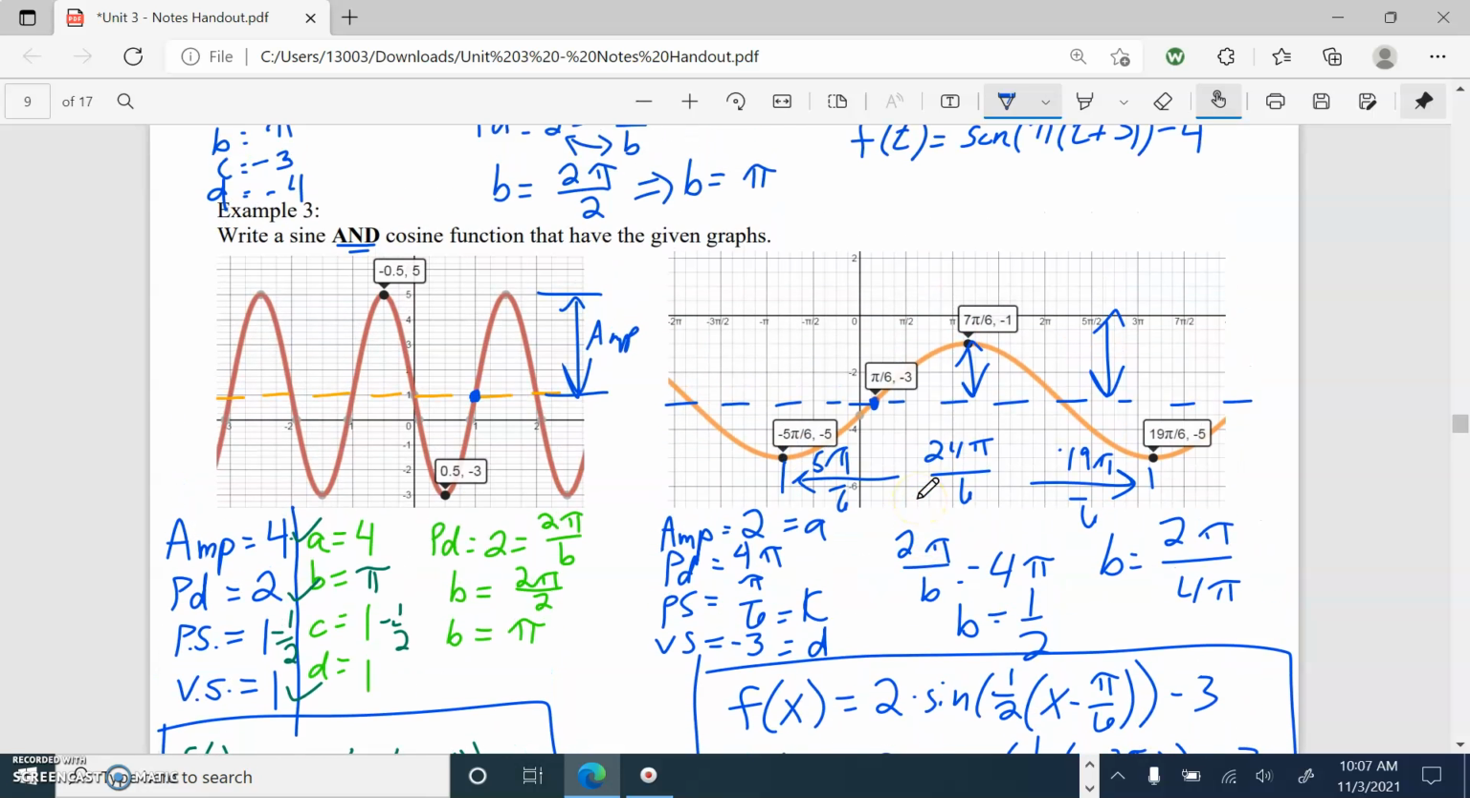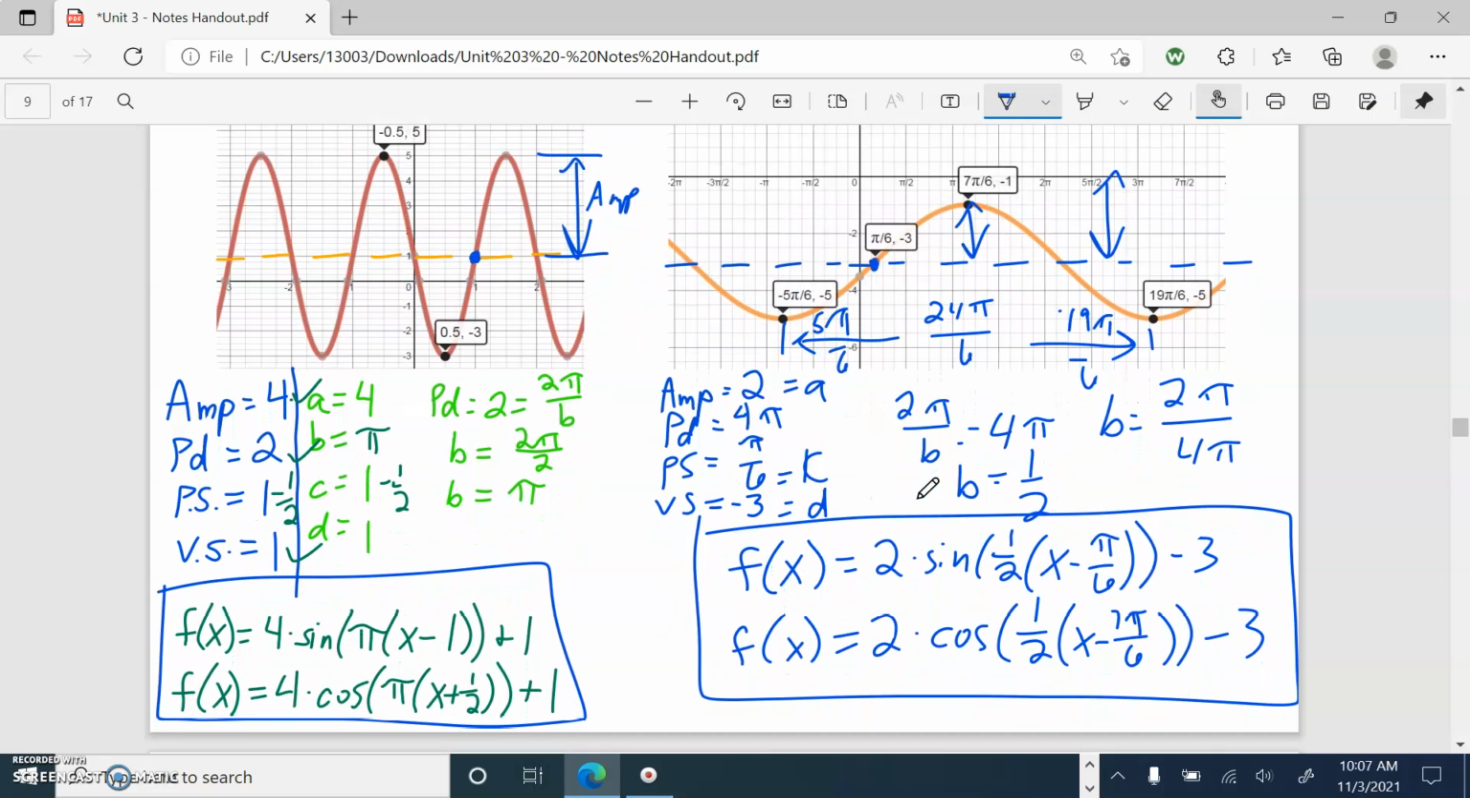I don't even think they're labeled. Nope, they're just 2 examples. So there you go. Sorry it took so long, but that is example 3. And that is it for this video. We're on to word problems next.